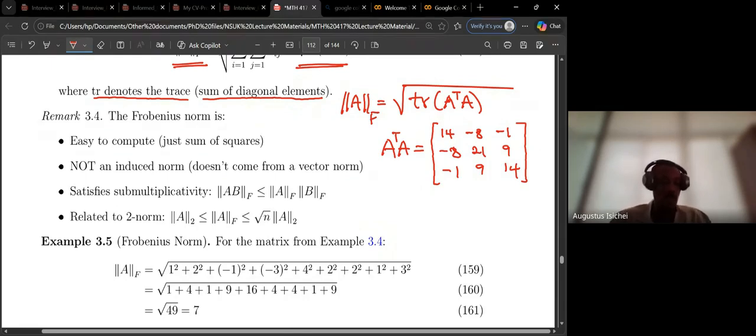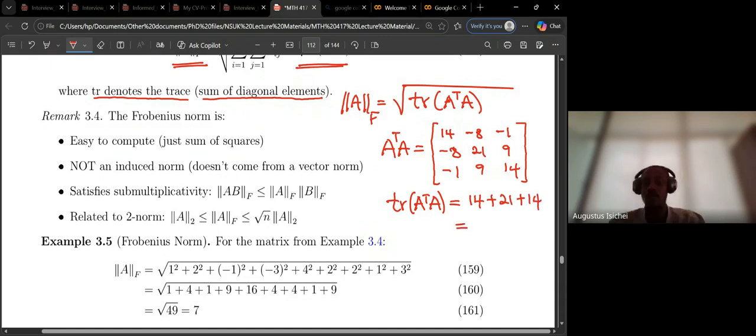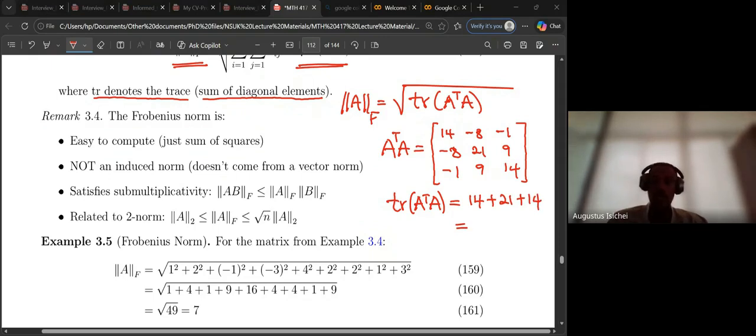So the question now is this: what is the trace of A transpose A? The trace is going to be 14 plus 21 plus 14. So what is 14 plus 21 plus 14, guys? Drop your answer in the chat box. Please drop your answer in the chat box.